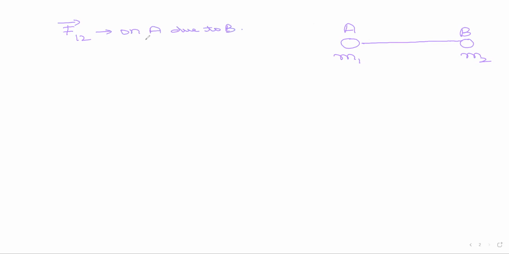The gravitational force on A due to B. And when we take the force F21, that becomes the force on B due to A. See, beta, this is F12. F12 means the force acting on the first body due to the second body. The first body is your body A. So the force acting on body A due to body B is F12, and F21 is the force acting on body B due to body A.